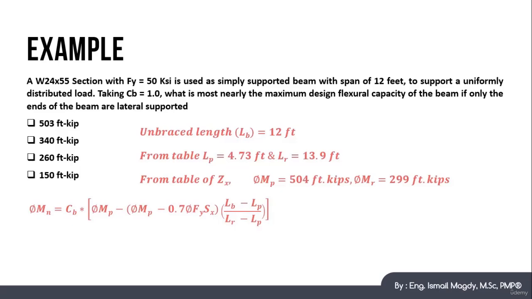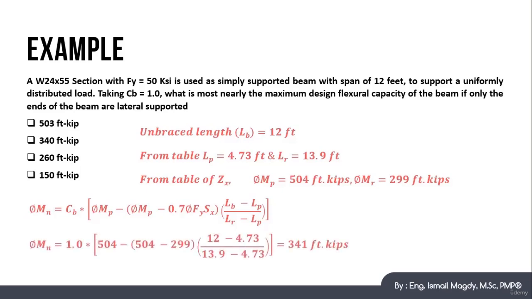So now we are just going to use the equation, but we need the design flexure capacity. So we need to multiply by phi, and so we are going to multiply both sides of the equation by phi. So phi Mn equals Cb, which is 1 already, multiplied by phi Mp minus (phi Mp minus 0.7 phi F yield Sx), all multiplied by (Lb minus Lp) over (Lr minus Lp). But we know that 0.7 F yield Sx is Mr, so phi multiplied by 0.7 F yield Sx is the phi Mr actually, which is the 299 feet-kips.